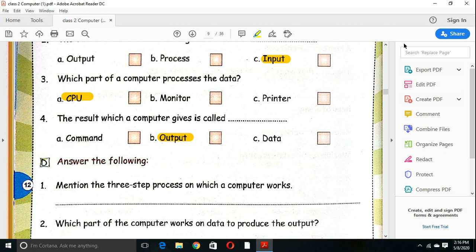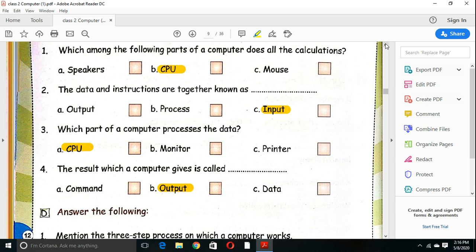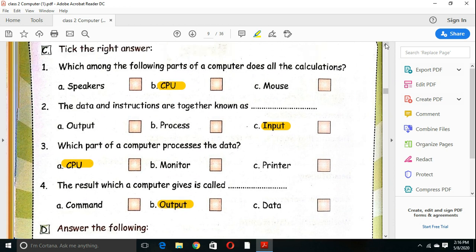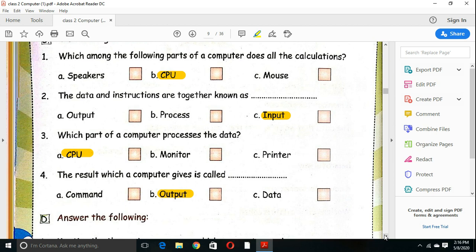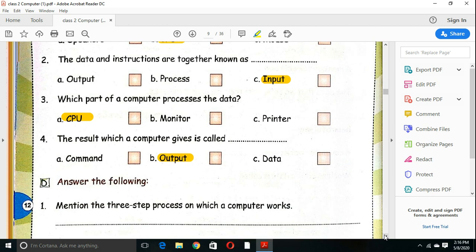Okay, so let's once again go through the answers. The first answer is CPU, the second answer is input, the third answer is CPU, the fourth answer is output. So this was today's topic. I hope you understood each and every question.